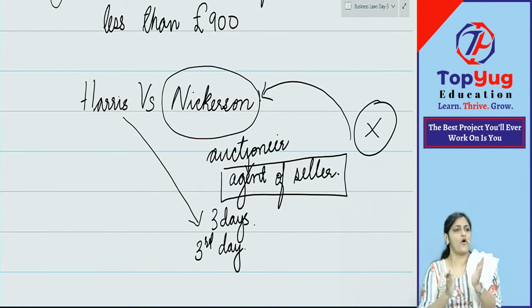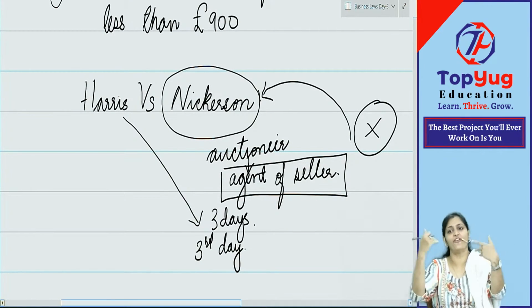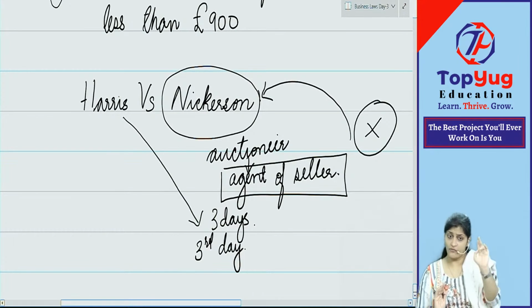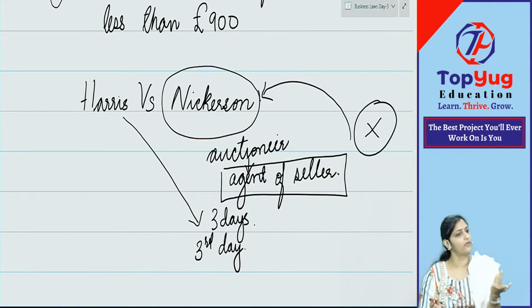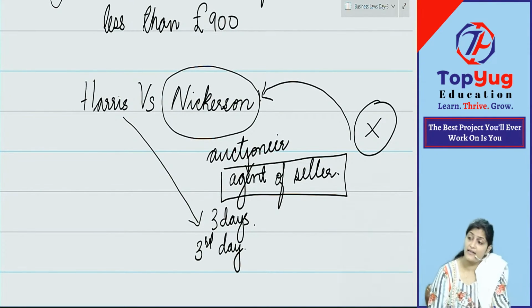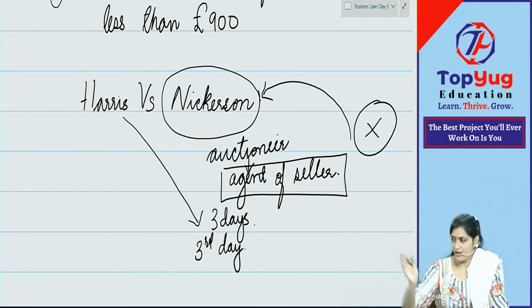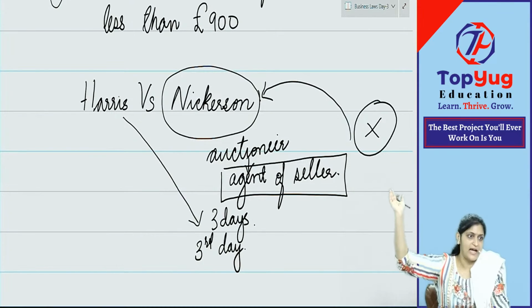Nickerson said, auction is over. We have withdrawn it. We had auction which was there for 2 days. 2 days we were selling, but this third day, what did we do? We have taken it back. We have withdrawn it. Now we don't want to sell anything. Now what did Harris do? You wasted my time. You wasted my money. I came all the way from that area to this area. Now what you have to do?